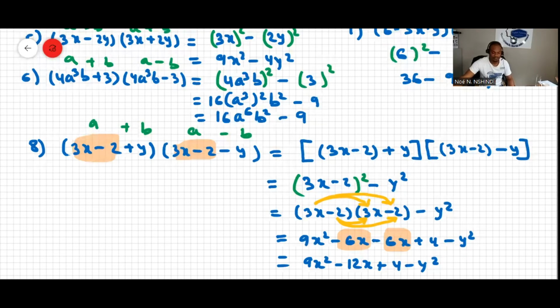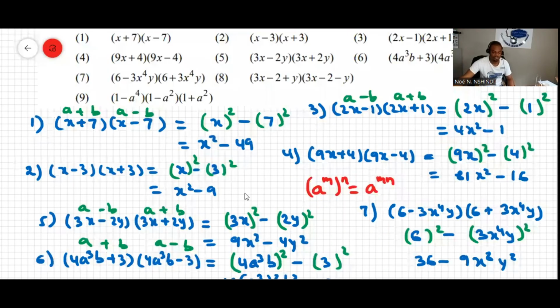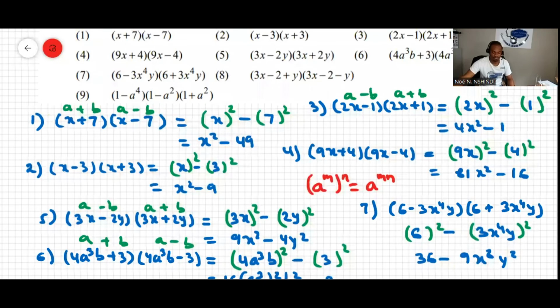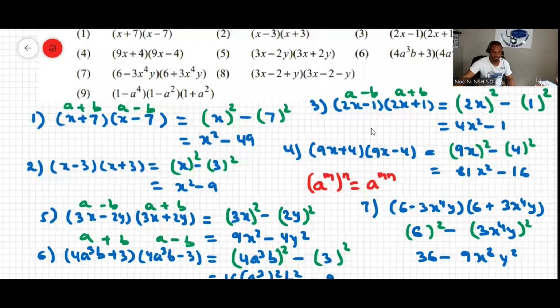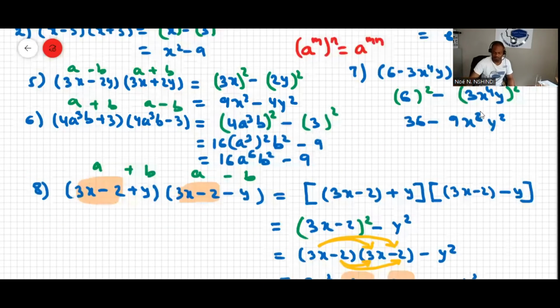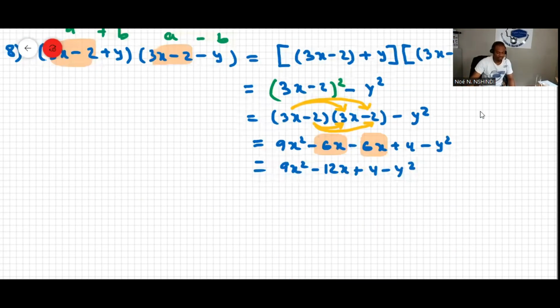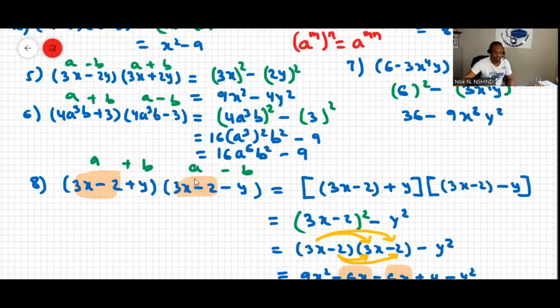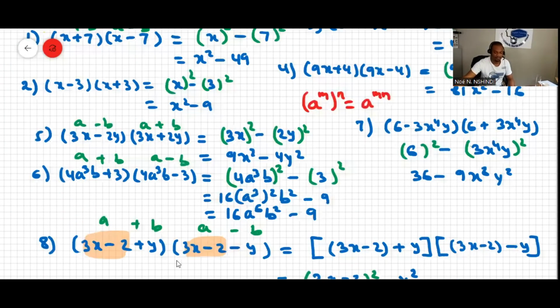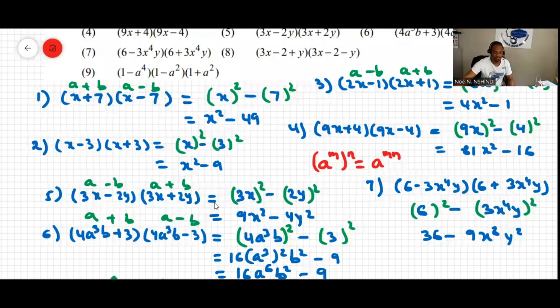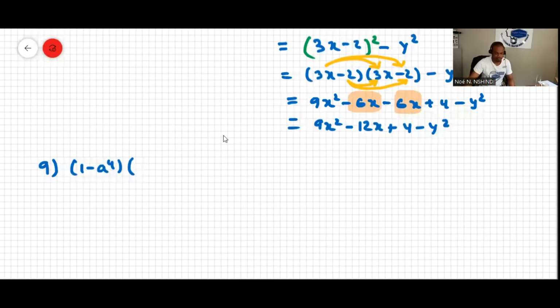Okay? Now we can also do question 9 over here. 1 minus a to the power of 4. We write it here, question 9. You have 1 minus a to the power of 4, open brackets, 1 minus a squared, 1 plus a squared, okay? (1 minus a squared)(1 plus a squared).